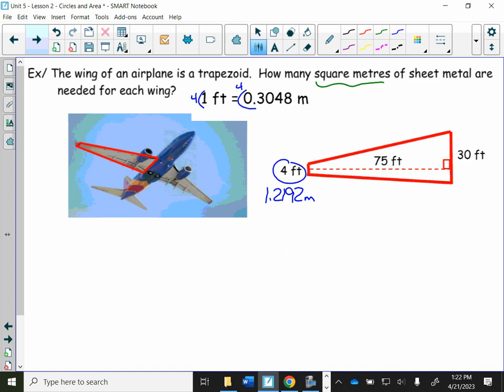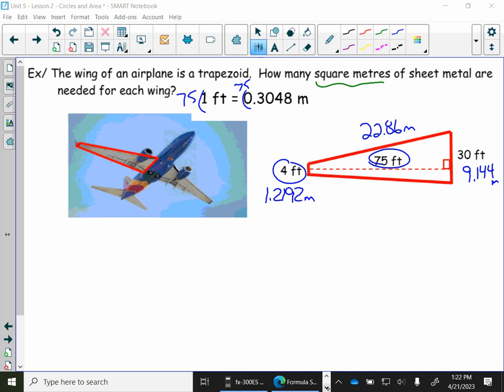If I need 75 feet, well, I need 75 feet now, so I'm going to times it by 75. That's a big one. I got 22.86 meters. And same thing with the 30. And I get 9.144 meters. Again, it's easier to make your conversions before you start.